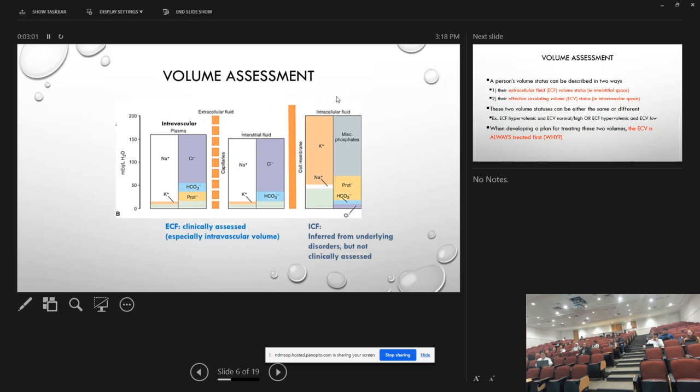So this is kind of a review, with your intracellular fluid on the right-hand side of the graph, the cell membrane right there, and then your extracellular fluid. Remember, we can only clinically assess the extracellular fluid, right? We can't go inside the cell and determine how much volume is there. The majority of the extracellular fluid is the intravascular volume as far as assessment. Interstitial volume is very difficult to assess. So what we are clinically assessing is the intravascular volume, or the plasma volume.